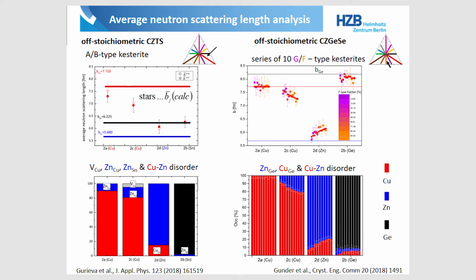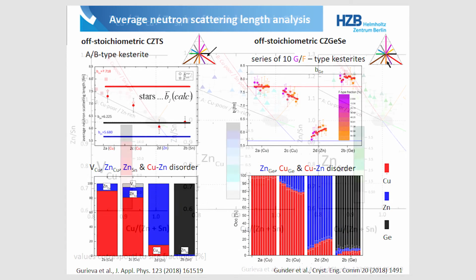This is another type. This is a GF-type Kesterite, a series of 10 samples. This is the cation distribution model for these 10 samples. You see now you have no vacancies anymore, but you have copper on germanium, in copper zinc germanium selenide. You have this zinc on germanium, and you have always copper-zinc disorder.